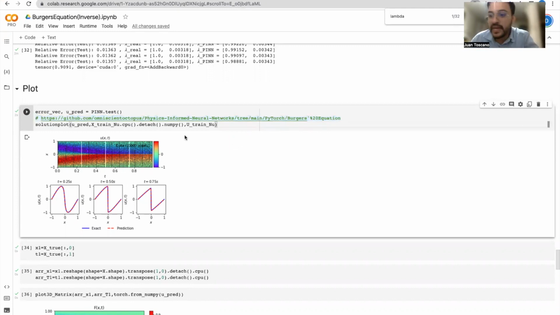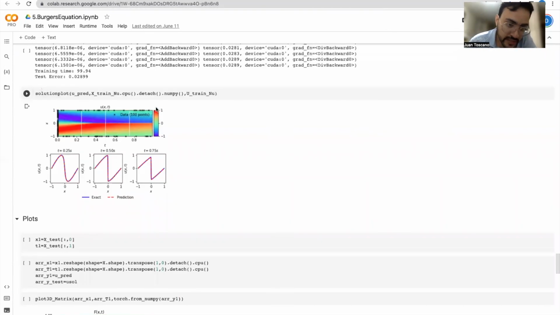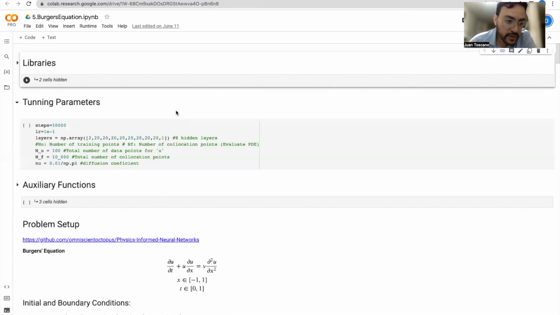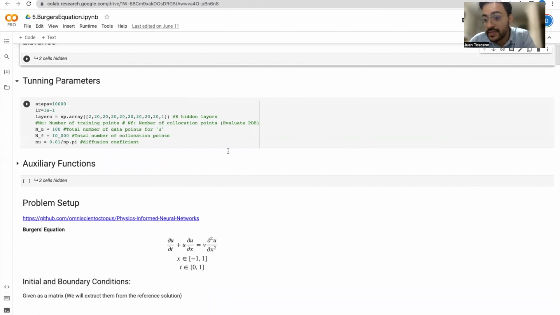Okay, so what's the main difference between forward and inverse problems? It can be shown here. You can see that the points are taken inside our domain. Well, in the forward problem, we just take points from our boundary and from our initial conditions. This is the Burgers' equation solved in forward mode. This code will be available on my GitHub too, so please review it if you have time.